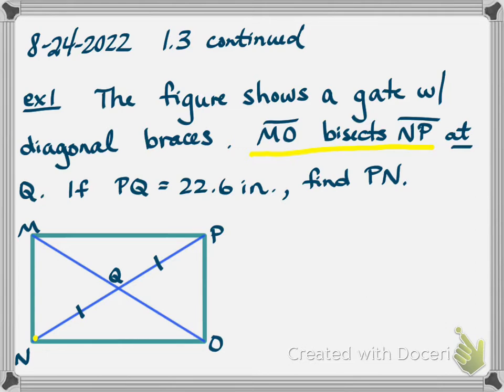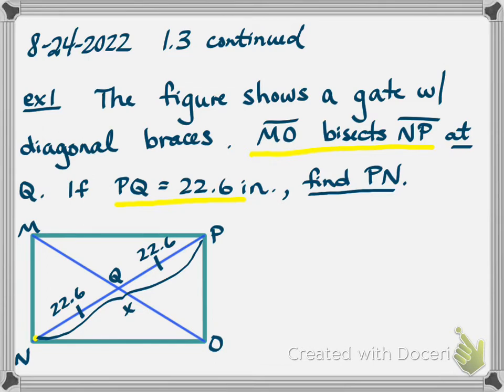Now we can read a little further, and it says the length of PQ is 22.6 inches. So from P to Q is 22.6 inches. Well, if these two segments are the same, they got bisected, then NQ is also 22.6 inches. And then they want us to find the length of PN. So P to N, whoops, I kind of did N to P. So from P to N, they want us to find that.